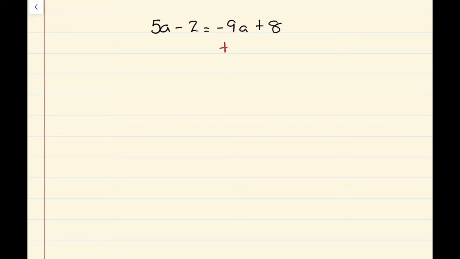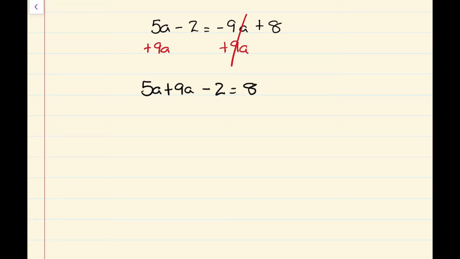We're going to add 9a to both sides because this 9 is already a negative 9. So to cancel the negative 9a, we're going to add 9a, because plus 9a minus 9a cancels out. So then our resulting equation would be 5a plus 9a minus 2 is equal to 8.